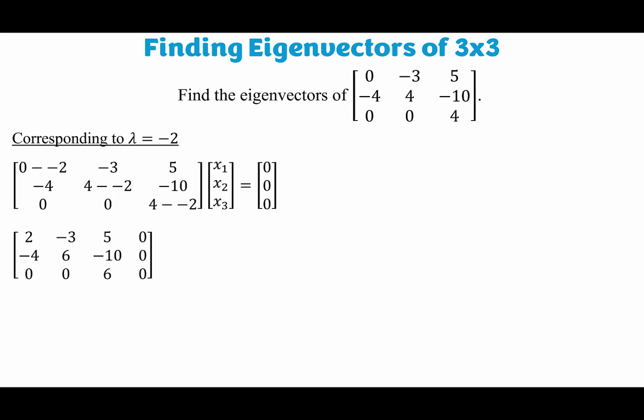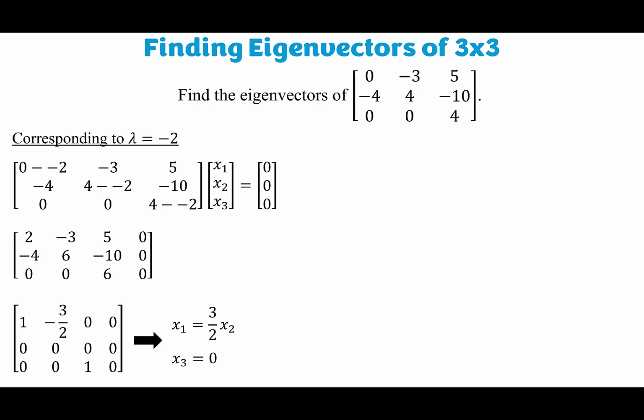And we can write the augmented matrix that represents that matrix equation and get that matrix into reduced echelon form. Now the top row is saying that x1 is equal to 3/2 x2, and it's also saying in the third row, x3 is equal to 0. Right? That's the meaning of the third row.